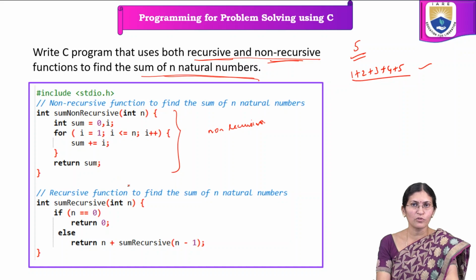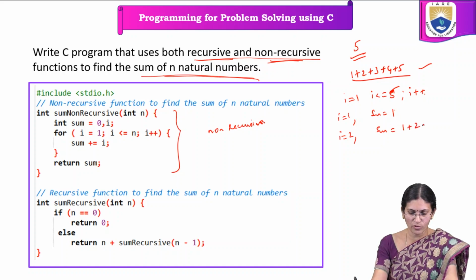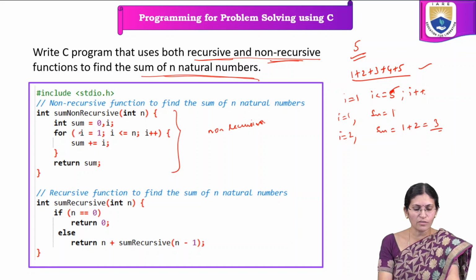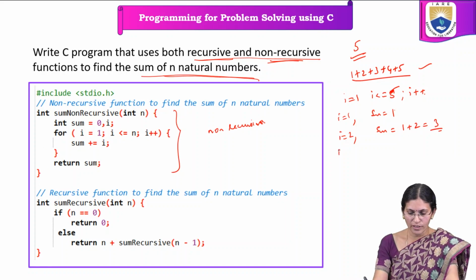For the non-recursive approach, we are using a for loop here. Initially I is initialized to 1, and then I is less than or equal to n. Suppose n is equal to 5 here, and then I plus plus. For the first iteration I is equal to 1, sum is equal to sum plus 1, which is equal to 1. The next iteration when I is equal to 2, sum is equal to sum plus I, that means 1 plus 2, which is equal to 3. In this way the loop will continue till I is equal to 3, 4 and 5.